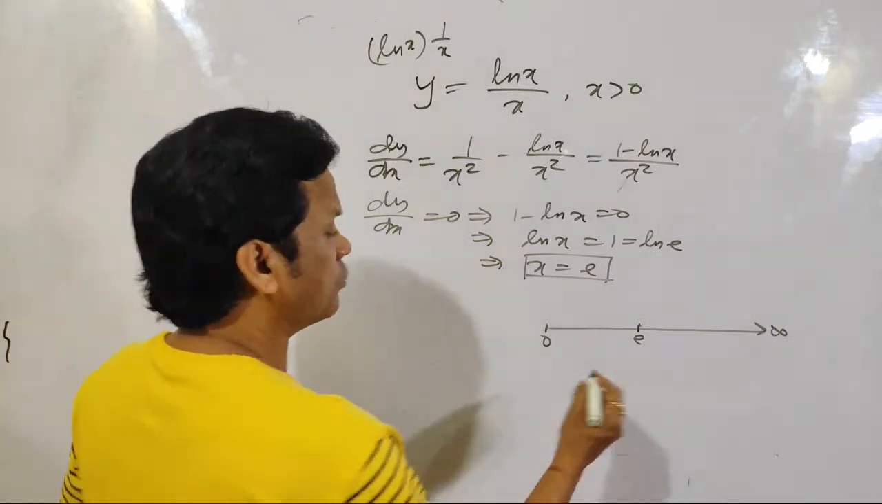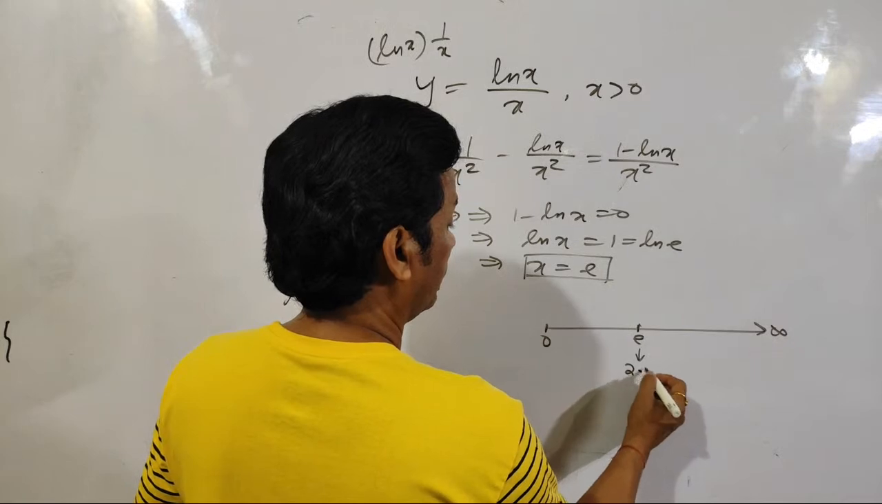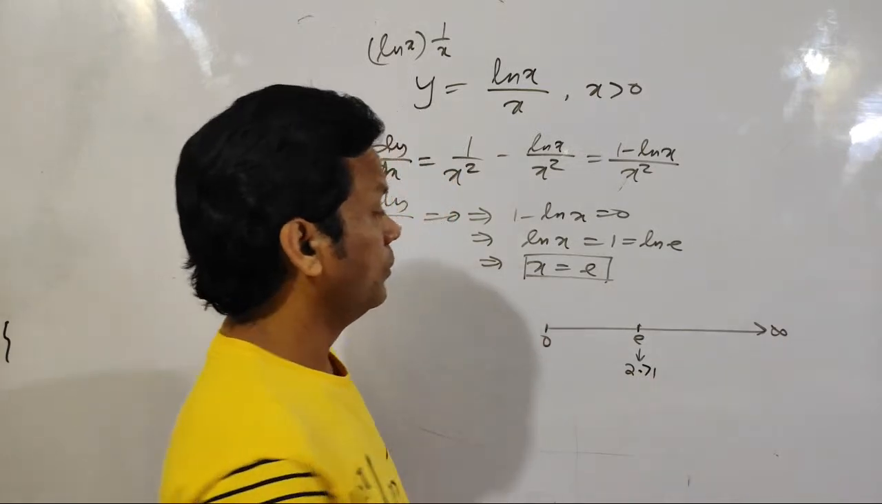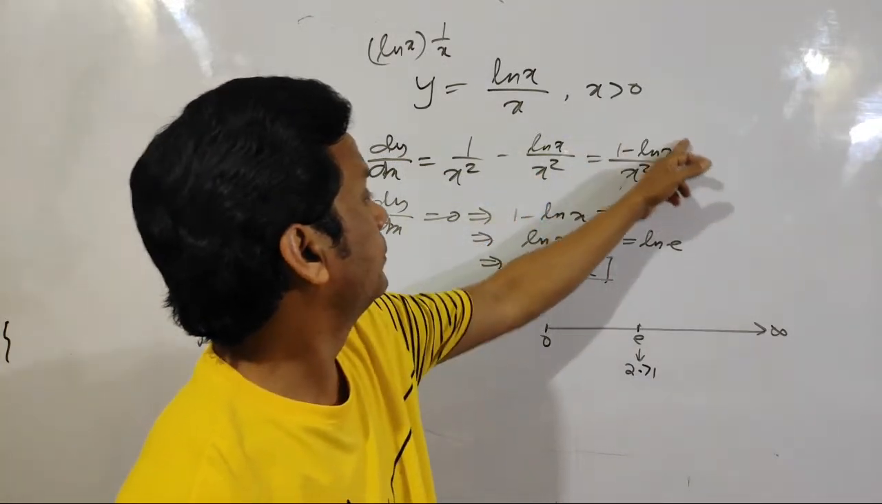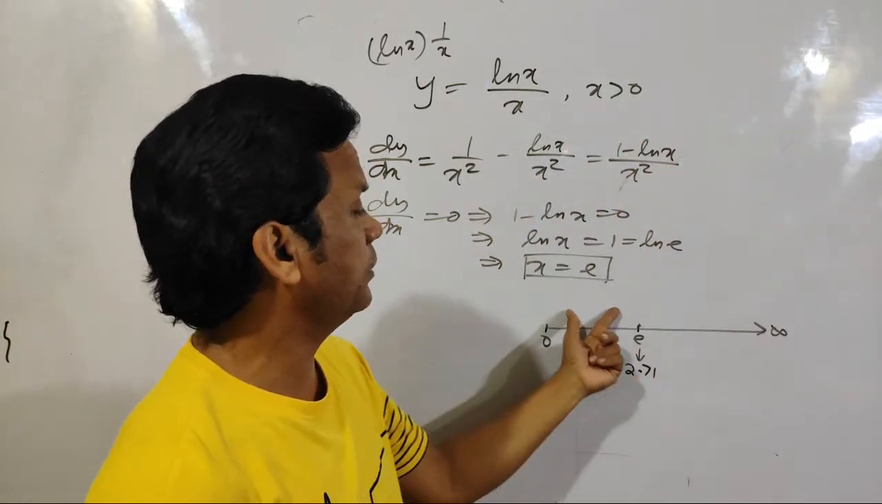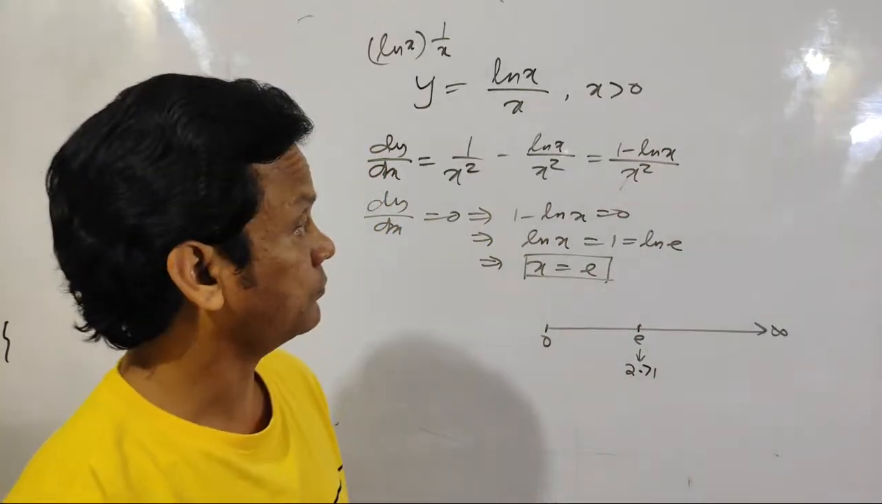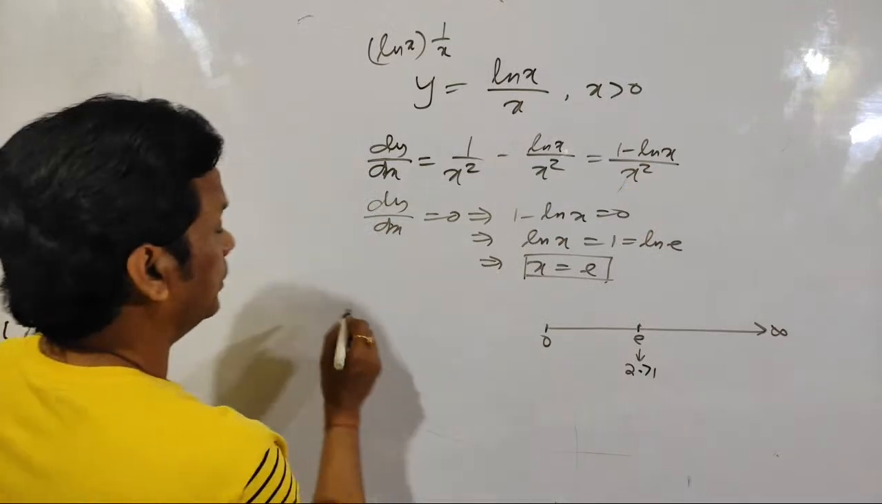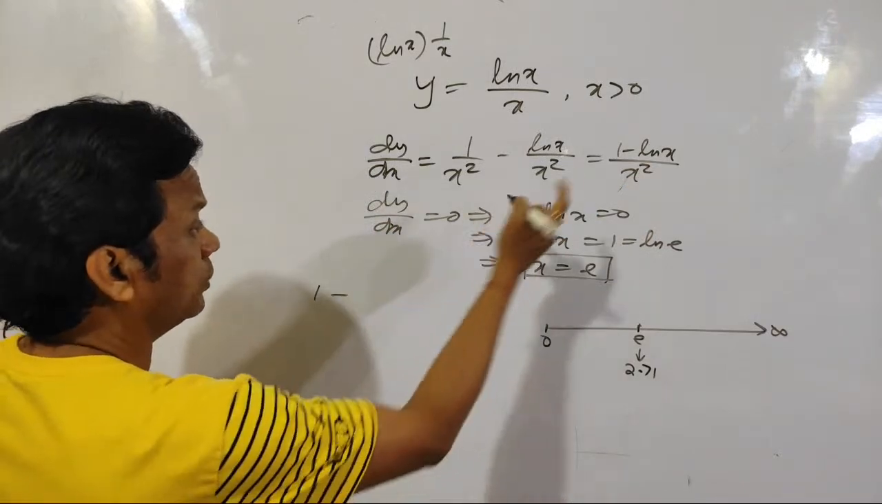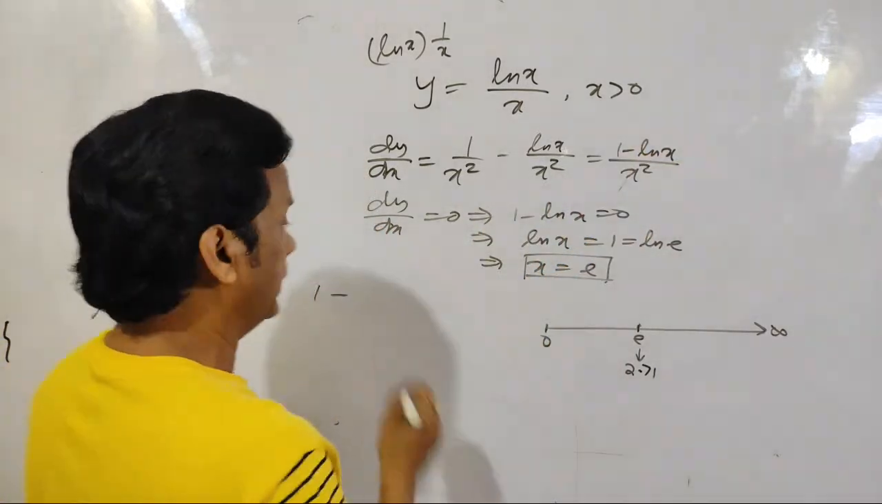And the value of e is 2.71. Okay, so let us see what is the value of the dy by dx derivative in this interval and in this interval. And if you write 1 minus ln x, it is given that.